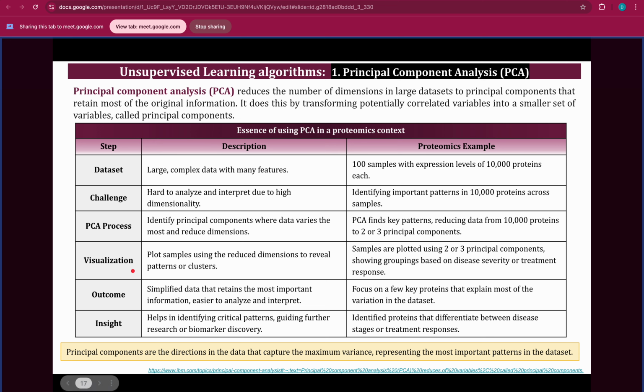In terms of visualization, we make a plot of samples using the reduced dimensions to reveal patterns or clusters. Similarly, in the proteomics example, the samples will be plotted using 2 or 3 principal components. It's up to you. You decide the number of principal components, and in most studies generally the number of principal components is fixed to 2.